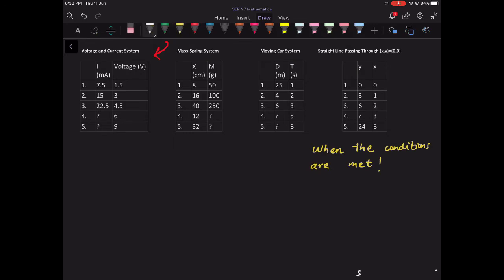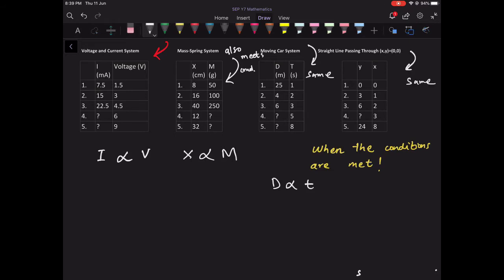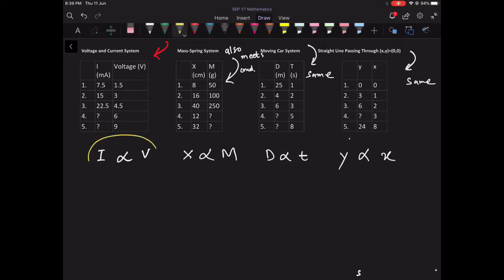They can be written as dependent variable is proportional to independent variable. In this case, current is proportional to voltage. The mass spring system also meets these conditions. The moving car system also does, although the values in the moving car system table are not correct as of yet. I shall correct them in the course of the lesson. We have now achieved proportionalities for all four systems.